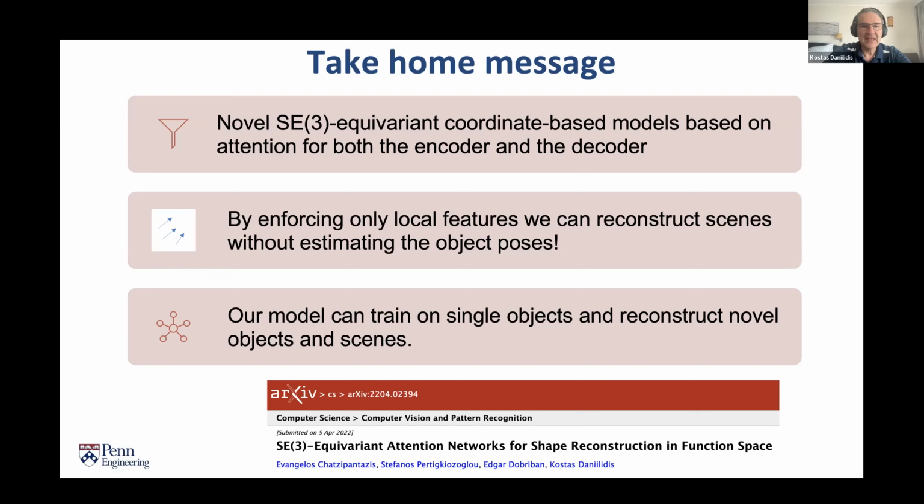And the procedure we follow is just training on ShapeNet and single objects in their upright views and canonical views, and reconstructing both novel objects, because we use priors and an encoder, and scenes consisting of multiple objects of arbitrary relative poses and orientations. And you can find our work on arXiv. I think I am at 27 minutes, and I really thank you very much for your attention, and thanks for inviting me.